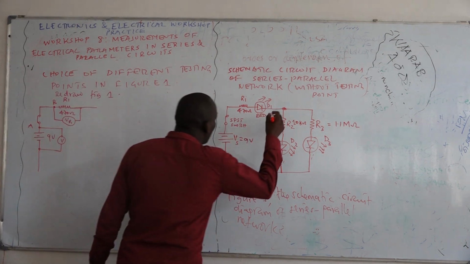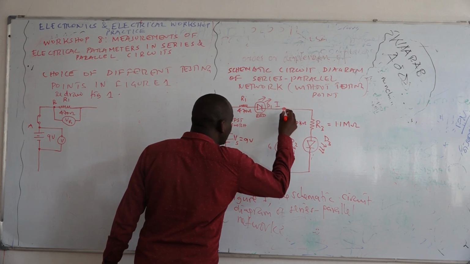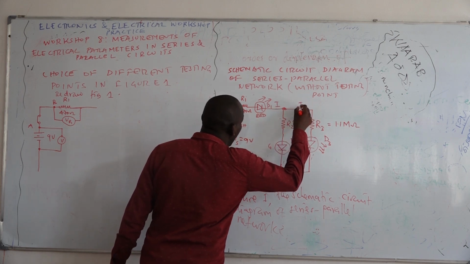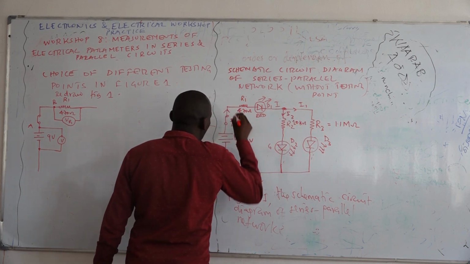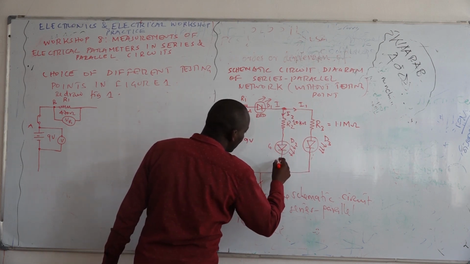So the first Kirchhoff law, we say that here we are going to have total current. At this junction, we are going to have current I1, and at this junction, we are going to have current I2. And these are the directions of the current.